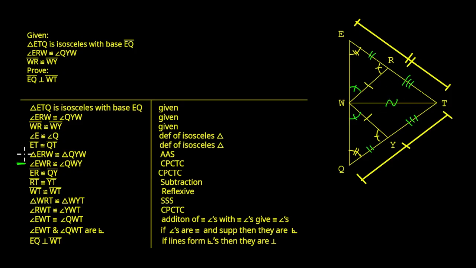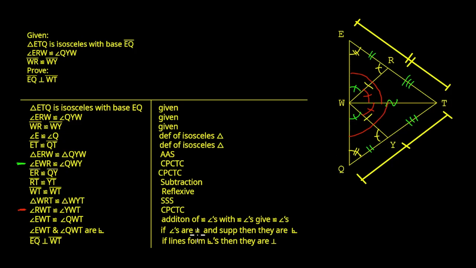SSS on the diagram. We're going to switch to red now for the next portion of the proof. Angle RWT is congruent to angle YWT, CPCTC. Angle RWT right here is congruent to angle YWT right there. From there, angle EWT is congruent to angle QWT. Addition of congruent angles with congruent angles gives congruent angles. This angle here, angle EWT, and this angle here, angle QWT, are congruent.